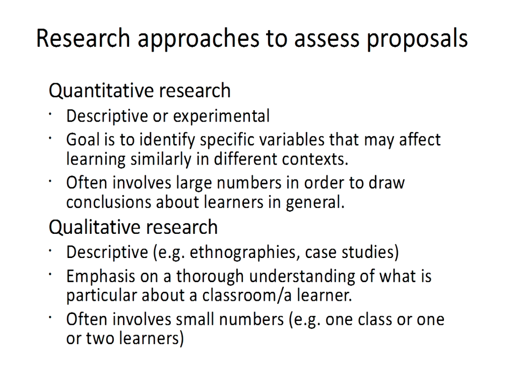So the goal of the quantitative research is to identify specific variables that may affect learning similarly in different contexts. And it often involves large numbers in order to draw conclusions about learners in general. So with the quantitative research, they use a big number of learners, so at the end, when they draw conclusions, they can generalize their results.